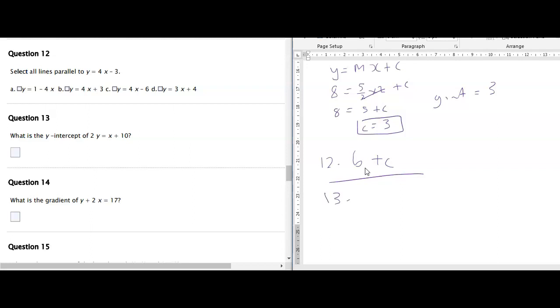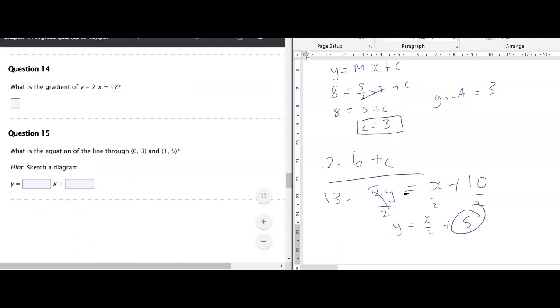Okay, question 13. What is the y-intercept of 2y equals x plus 10? So we can't see the y-intercept until it's in the form y equals mx plus c. Okay, but let's rearrange it to get it in that form. So we've got 2y here, so let's just divide everything by 2. So we've got y equals x on 2 plus 5. And what was the question? What is the y-intercept? Okay, so there it is, 5.